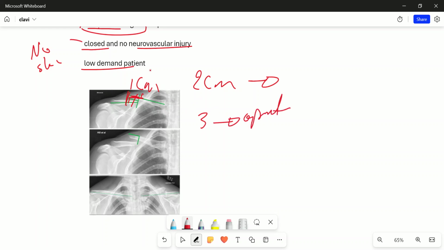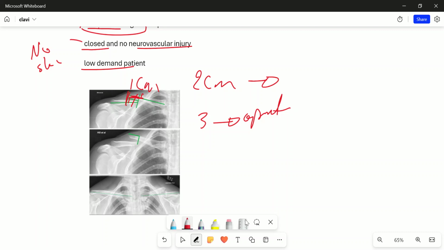Of course, this is an area of debate. Maybe there is a role for cosmetic operation, where the patient doesn't want any sign of collection or any sign of deformity here, so you have to go for operative treatment. What are the options for operative treatment?